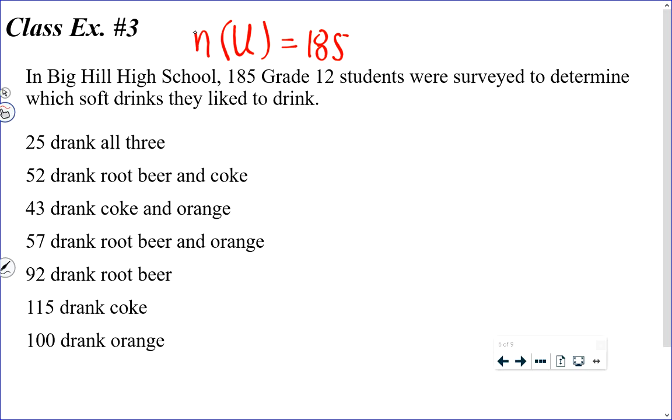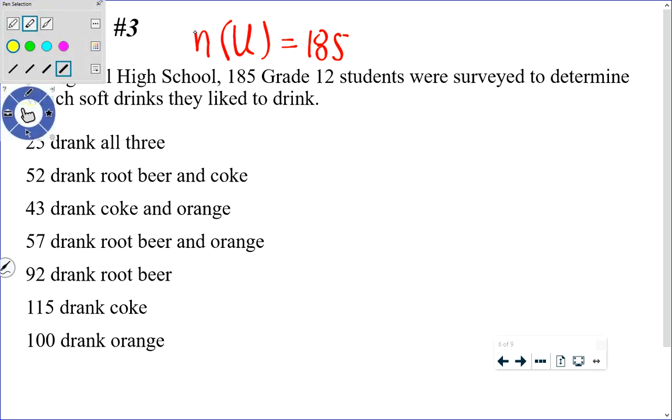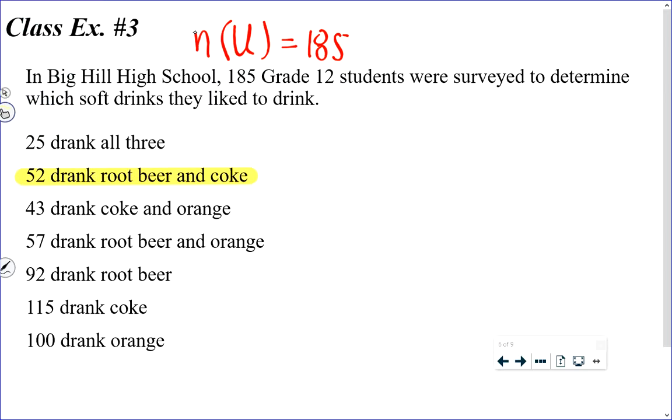And before I get to the question, I want to point out the biggest mistake that people make. They'll maybe look at this. So don't worry about writing anything down. I just want to discuss a few things. They'll maybe look at this, that 52 drank root beer and Coke, and they will assume that those 52 people didn't drink orange. It doesn't say that. It says 52 of them did drink root beer and Coke. Now, some of those 52 might also have drank orange, and some of them might not have.